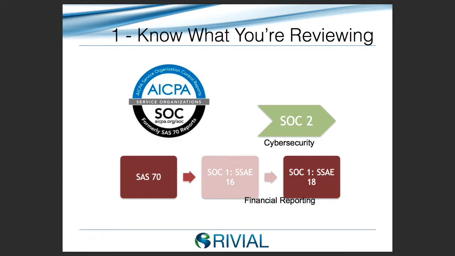Each of these can be Type 1, which covers only the design of the controls, or Type 2, which covers the design and operating effectiveness of the controls. Which report is best really is a much longer discussion. The point here is simply to note what you are reviewing to better understand what the report is telling you about the vendor's cybersecurity program.